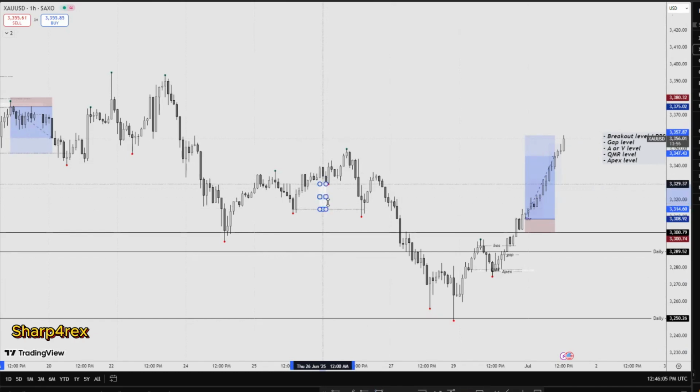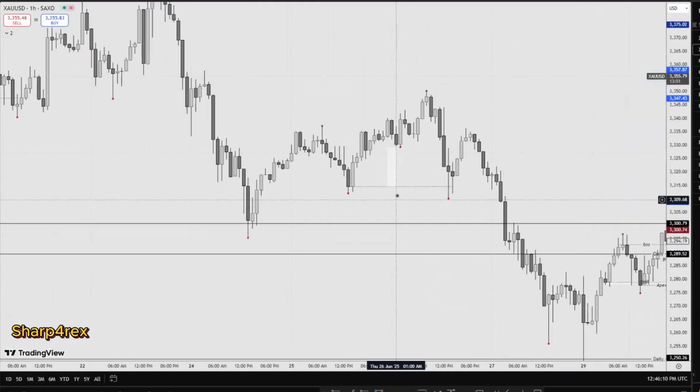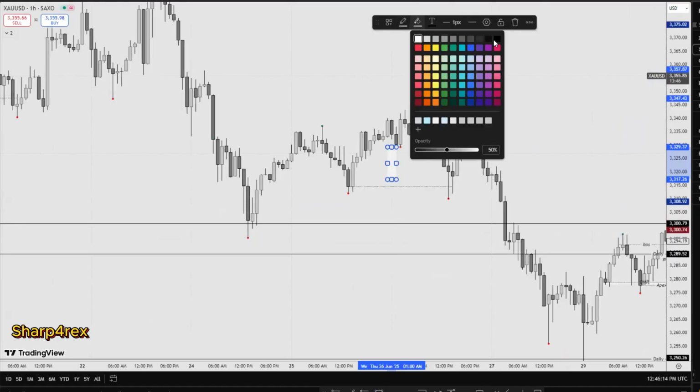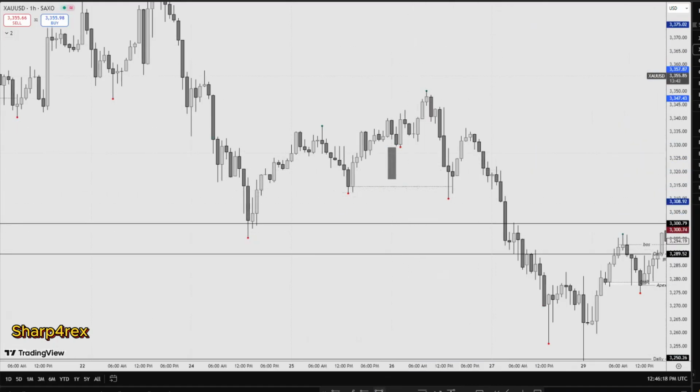It has to close as a sell candle. But then that sell candle must have a wick that will touch the level. So it has to close as a sell candle like this, but then it must have a wick that would have touched it. That's the condition for the CC. A wick.